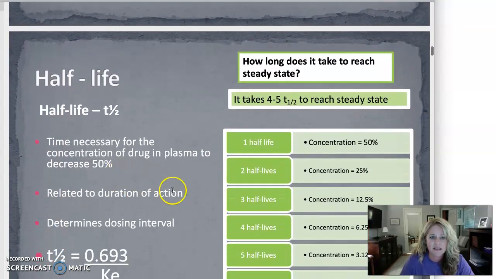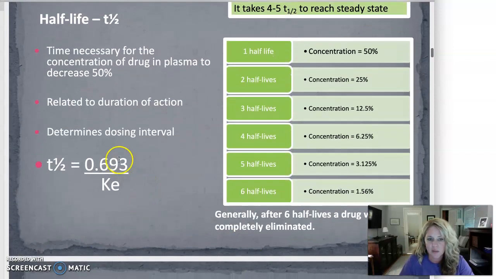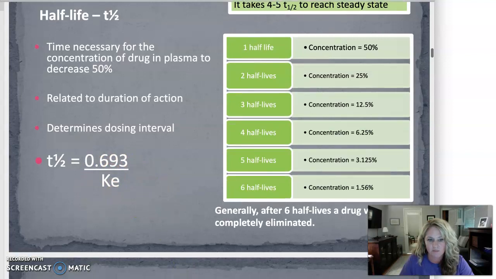The half-life is the time that it takes for the concentration of drug in the blood to decrease by 50%. So after one half-life, we're going to have 50% remaining. In two half-lives, we take 50% of that 50% remaining, therefore we'll have 25% left. Three half-lives, we'll have about 12% left. It takes about 4 to 5 half-lives to reach steady state, and that's just a principle that you have to know. Usually after a total of 6 half-lives, you should have eliminated all the drug. It should be completely gone. And again, the formula is 0.693 over the elimination rate constant.